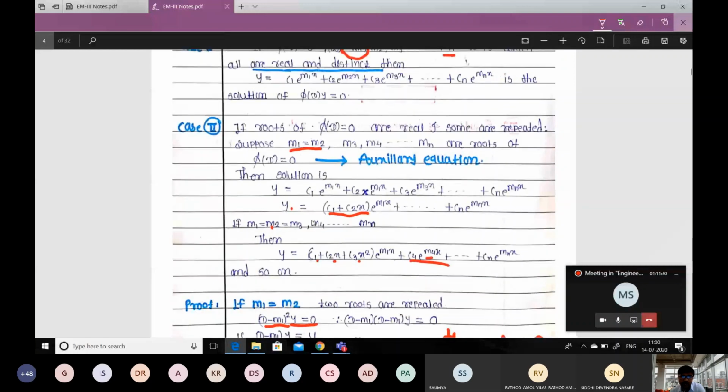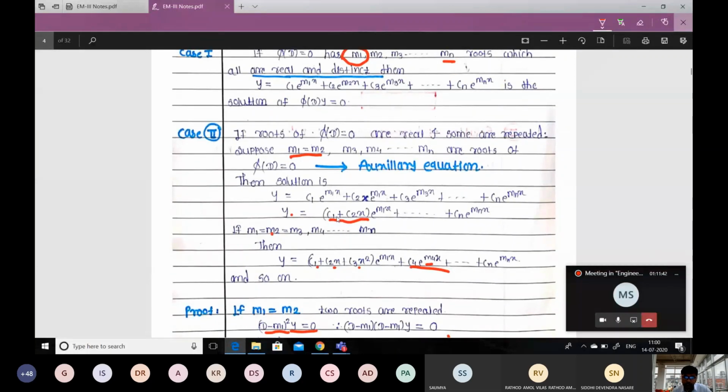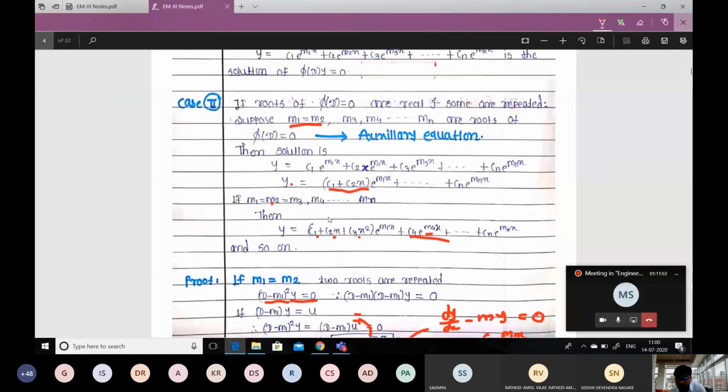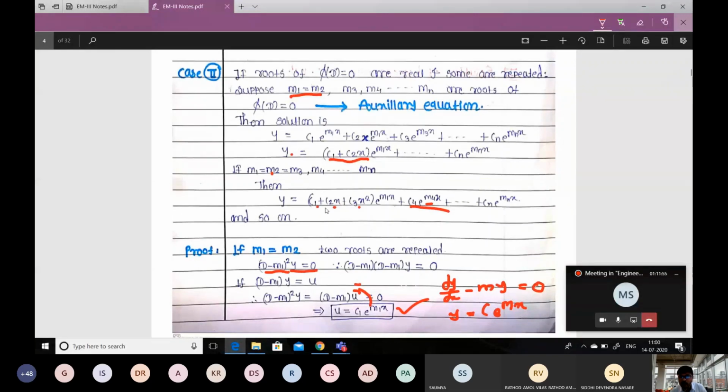OK, so that's why in case of repeated root, we have to consider this solution as c1 plus c2x, instead of considering only c1 e to the power m1x plus c2 e to the power m1x. That's the reason. And what about in case roots get repeated 3 times? Obviously, you have to extend your thing up to x square.